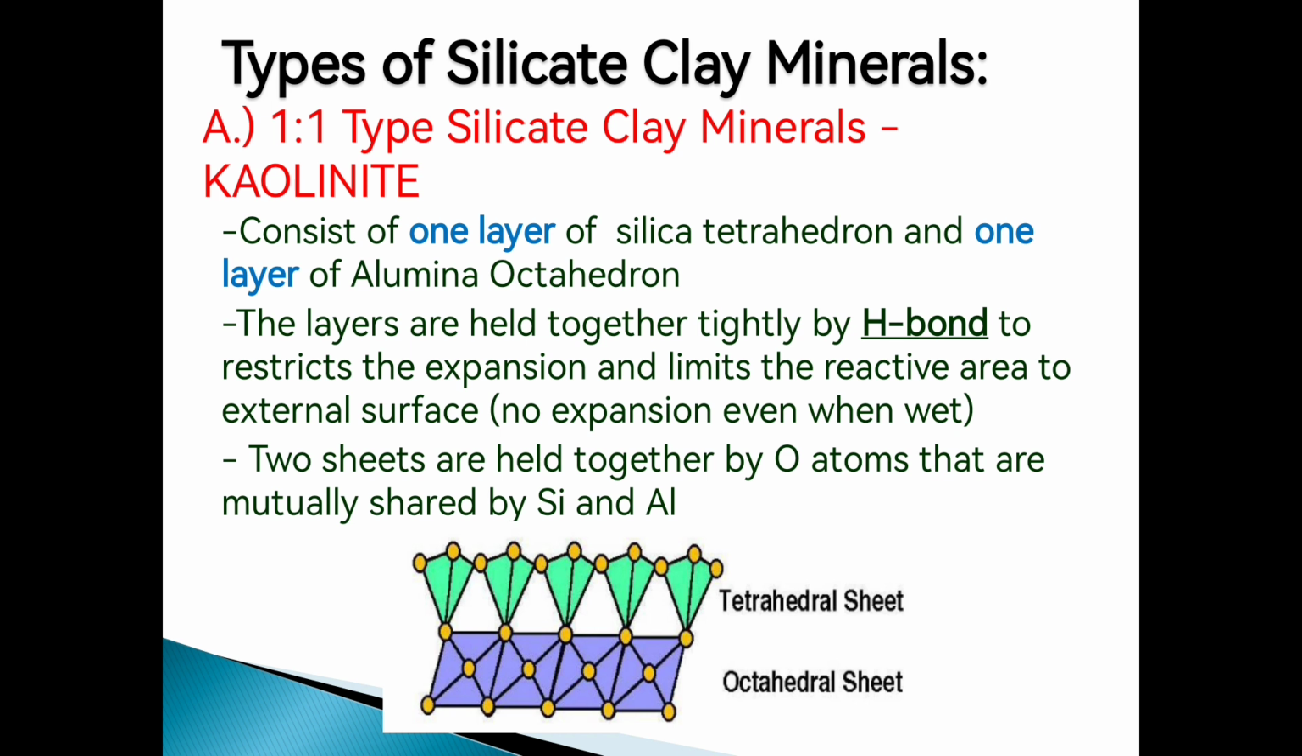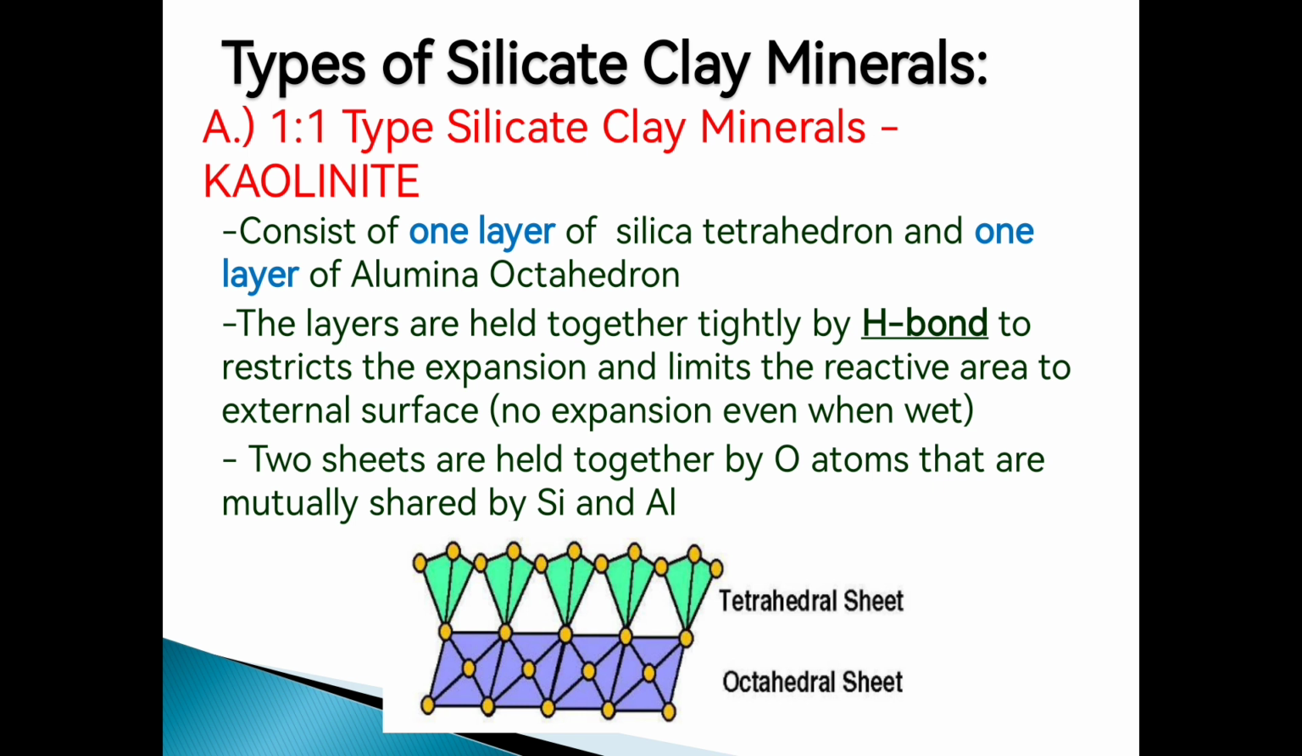The first one is the 1:1 type silicate clay minerals, which is kaolinite. This consists of one layer of silica tetrahedron and one layer of aluminum octahedron. So, yun siya. The layers are held together tightly by hydrogen bond to restrict the expansion and limit the reactive area to external surface. So, these two layers, the tetrahedral sheet and octahedral sheet, meron siyang bond, like paste or glue na nakadikit sa dalawang layer na yan, which is caused by a hydrogen bond, which is very, very strong.